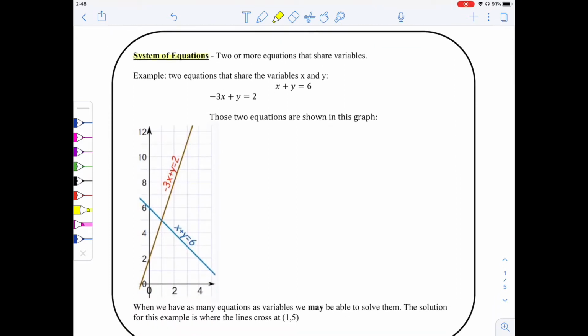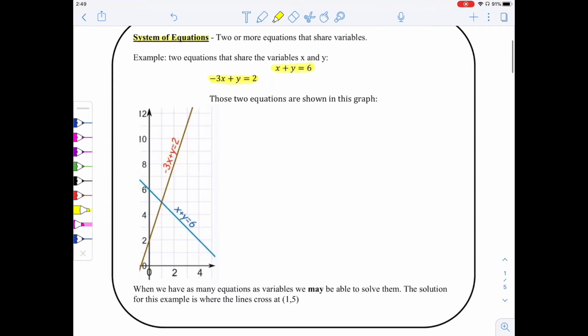So a system of equations is two or more equations that share variables. So here's one equation and here's your second one. You have two different equations that both have x and y and they share the variables.